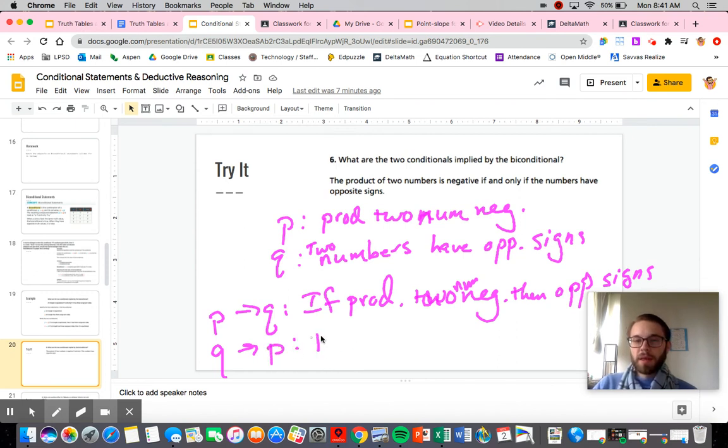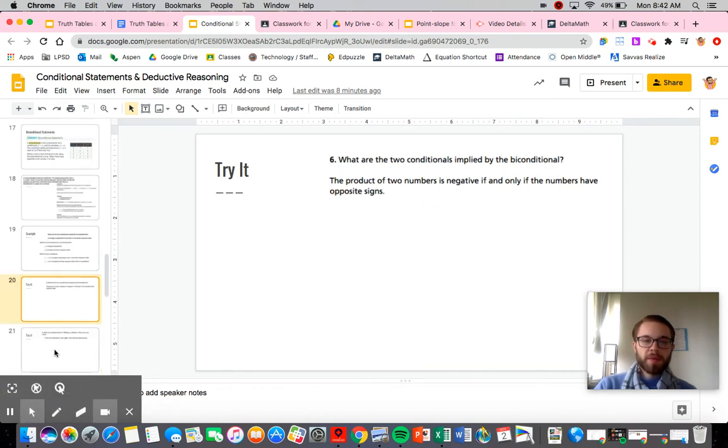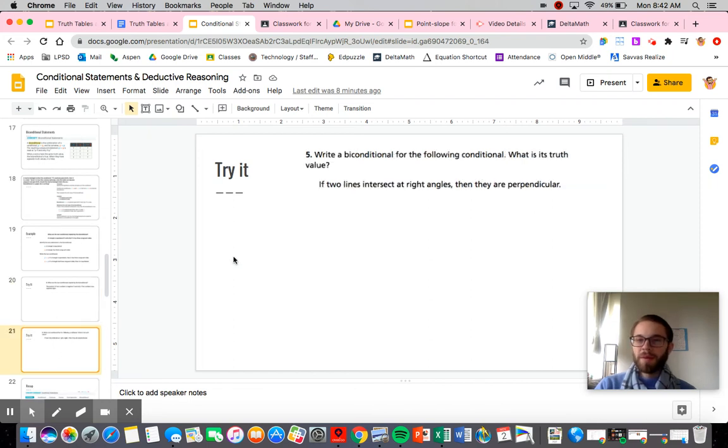And then finally, if we did the other way, if two numbers have opposite signs, then the product is negative. All right. I'm just using some shorthand; you could write it all out. But ultimately, what we're doing is looking at P and Q and rewriting them as a conditional and its converse. Okay. So let's do a quick recap of everything we've covered. Oh, no, wait, one more. We have one more example.